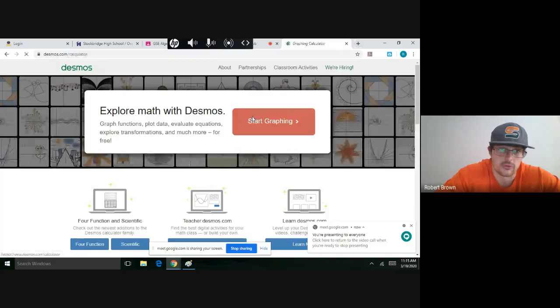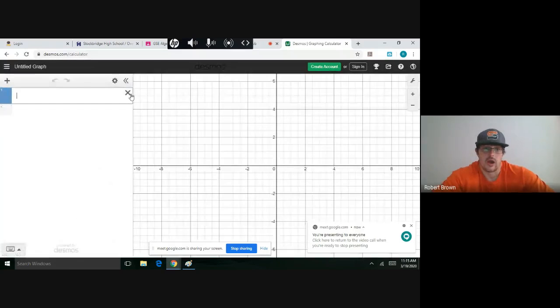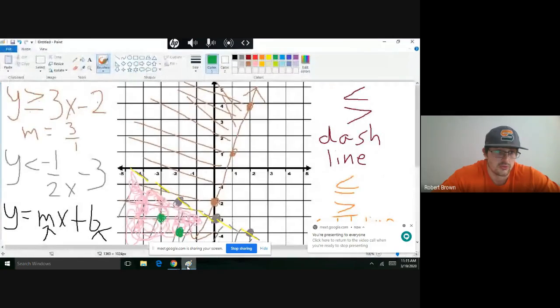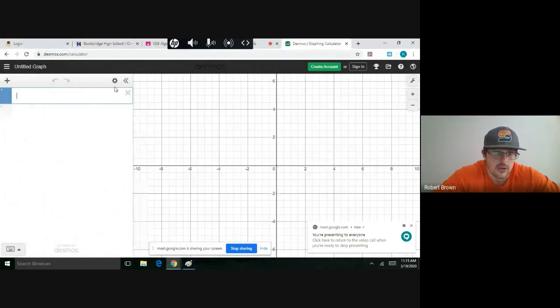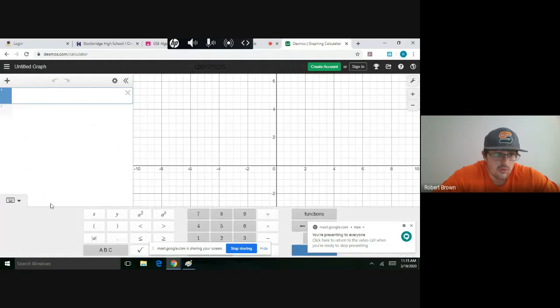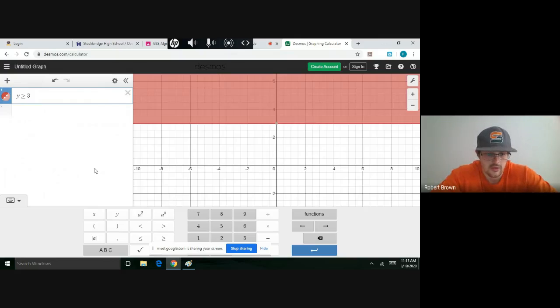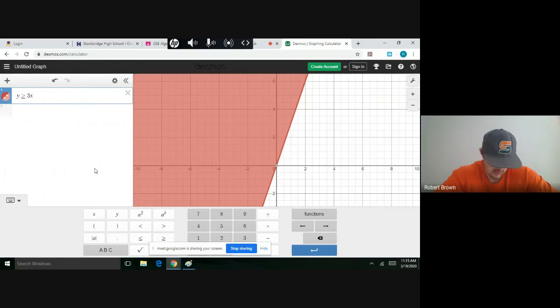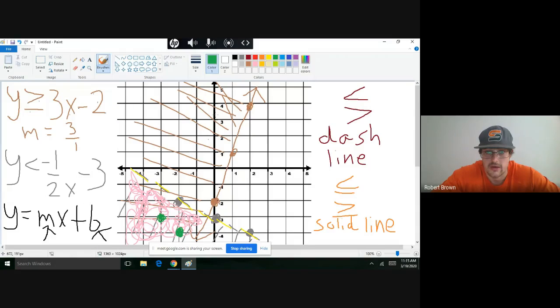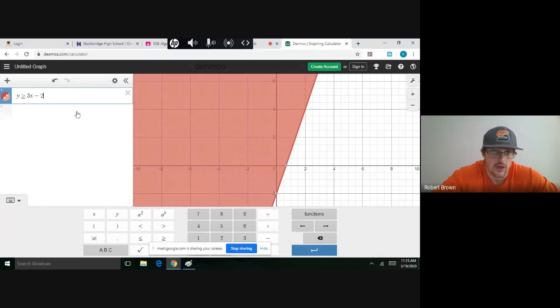When we go to Desmos here, let's look back at the inequality. The first one is y is greater than or equal to 3x minus 2. Let's type it in. We'll say y, and then our signs are right here, greater than or equal to 3x minus 2. That's the first one. See how it's shaded above? For the most part it looks like the one that I did by hand, the brown. Now let's do our next one.